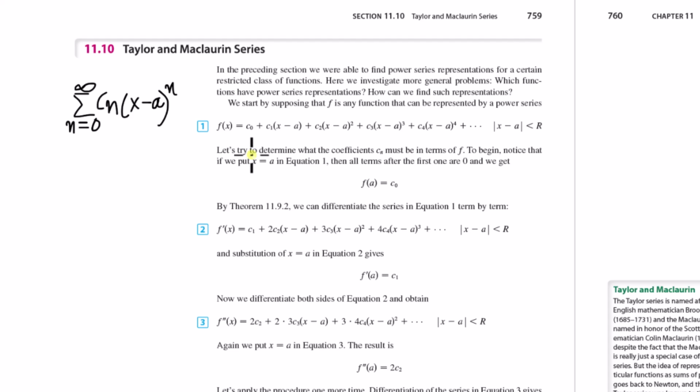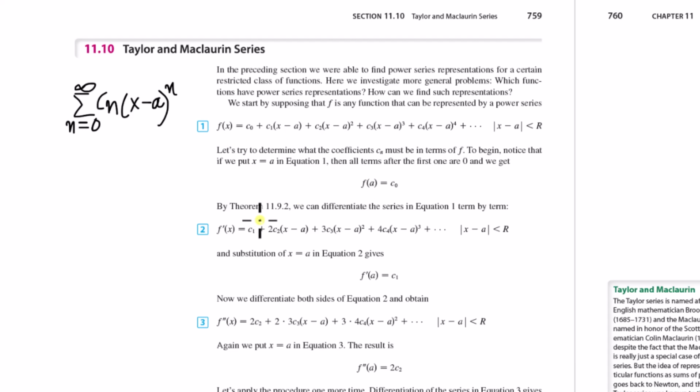So let's try to determine what the coefficients must be for this to be true, each coefficient. To begin, notice that if we put x equal to a in equation 1, the center point, then all terms after the first term are 0, and we get f of a equals c sub 0. If you plug in a, every single term but the constant term with no x on it goes to 0. So we've solved for the c sub 0 constant. This is general for any function. If you want to solve for the first constant, you plug in a to the function.